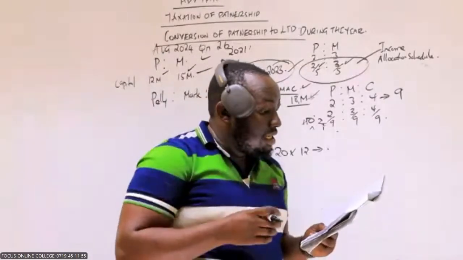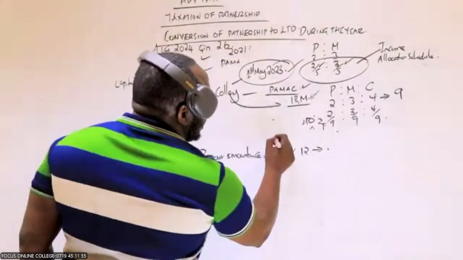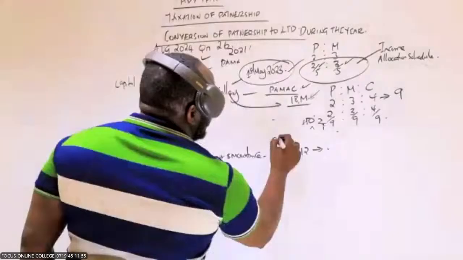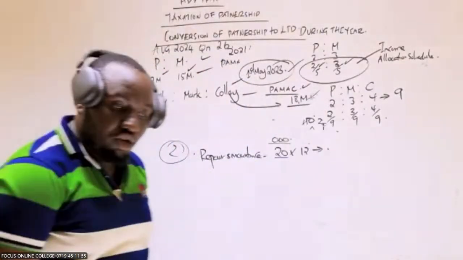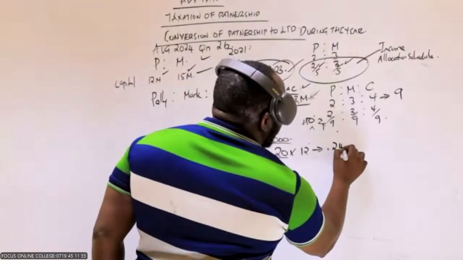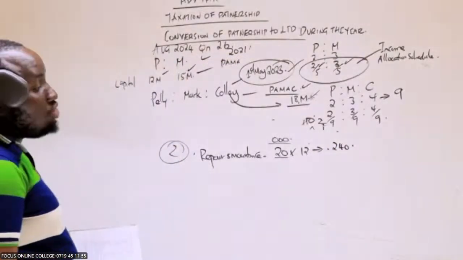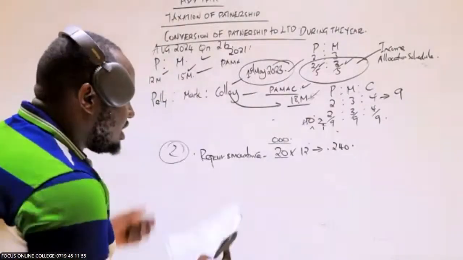Round it to 1,000. Remember, the figures are not rounded to 1,000. Why do I have it as 20? I round it to 1,000, then I multiply by 12. So that's 240. Understood? Is everybody with me? So that's an allowable expense. So we have it as 240.